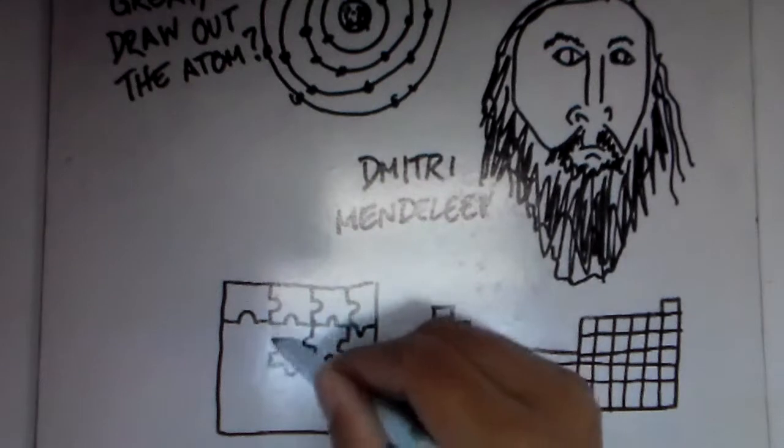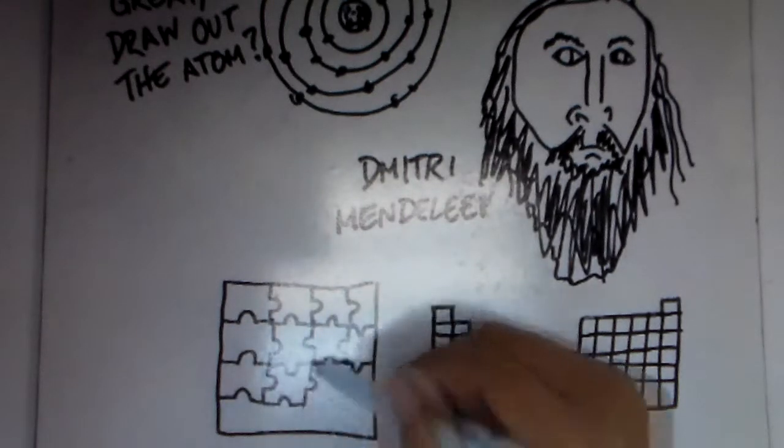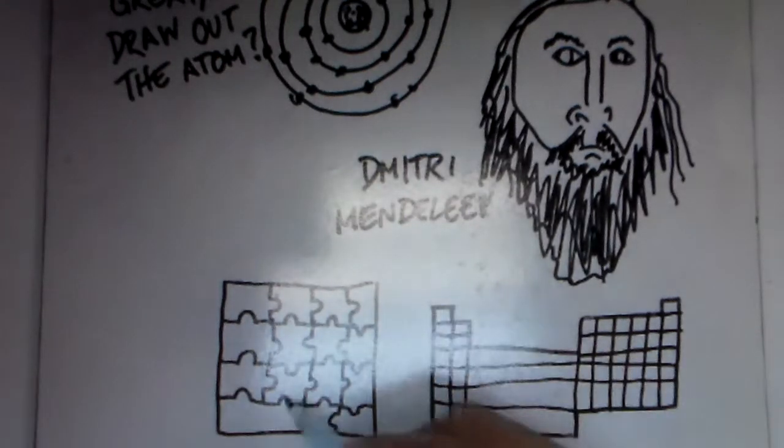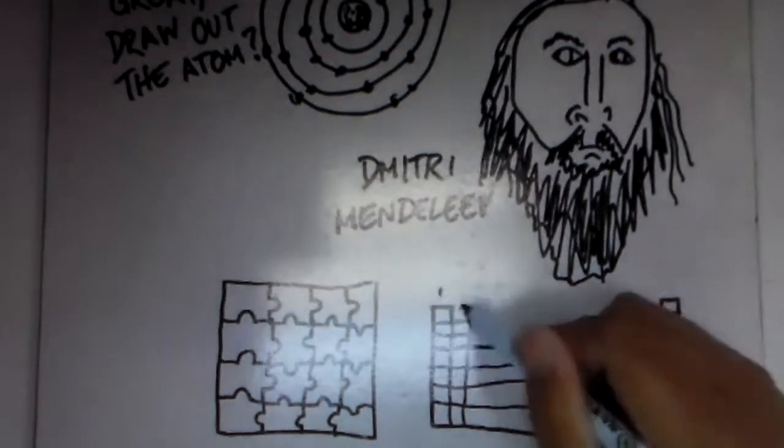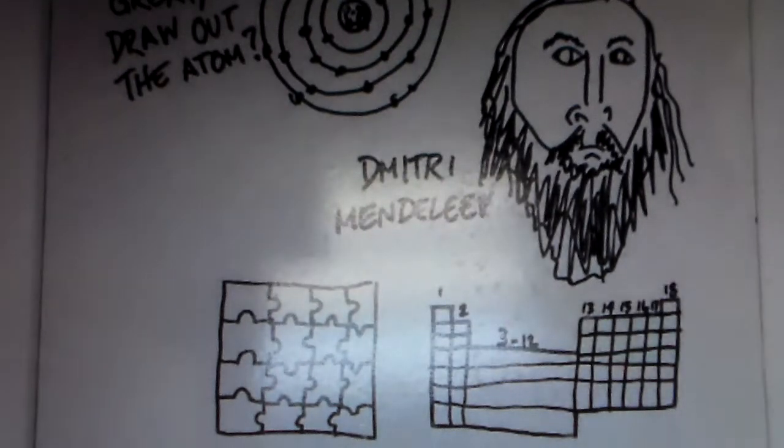Every piece of the puzzle has its place to make up the whole thing. If there's a piece missing, you would know. Same thing with the periodic table. He arranged it in that specific way.